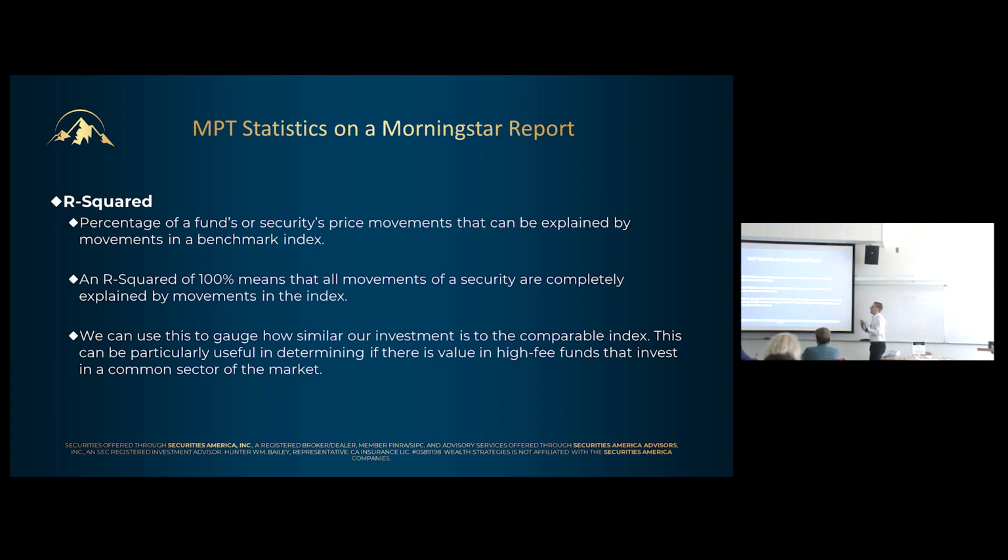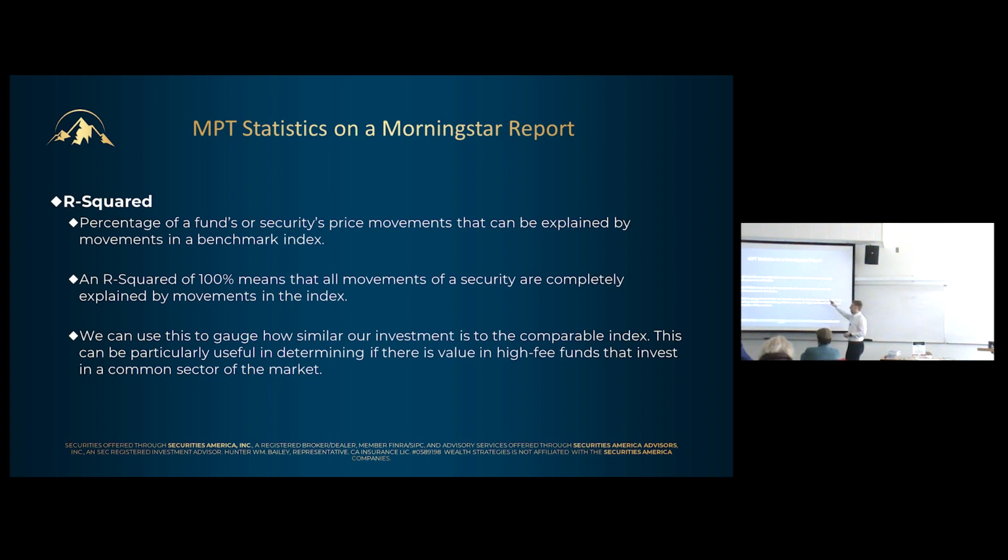So if you have a really high R squared, it's not necessarily a bad thing. It just means that whatever you're comparing to, you are performing or moving in a very similar way as that particular thing. So if you're paying a big fee for something with a high R squared, I just want to know why. What could I possibly be receiving for that extra fee?